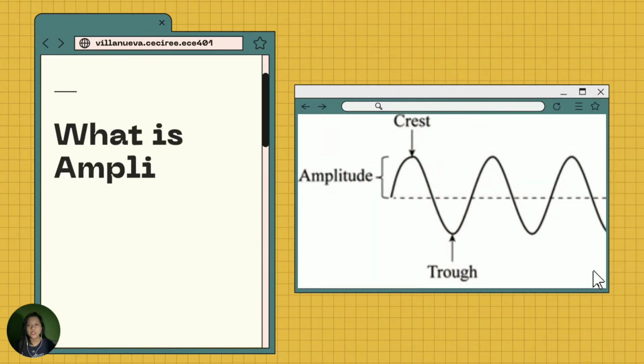Let's define first what is the amplitude of a wave. The amplitude of the wave is the distance from the center line to the top of the crest or to the bottom of the trough. In ASK, the main component of the signal that is being observed and altered is the amplitude.